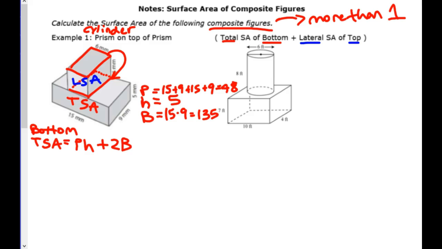Now, I did that earlier. It's all the math, but you could do that easily in your head. Yeah, so the perimeter was 48, kind of hard to see. And I'm going to plug all those numbers into my formula, pH plus 2B.